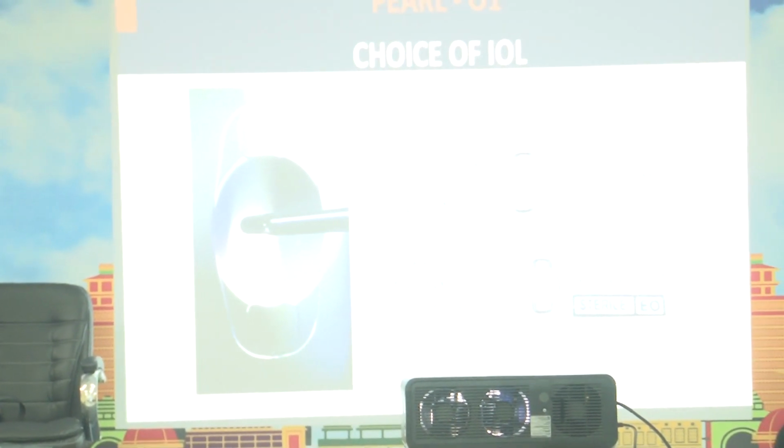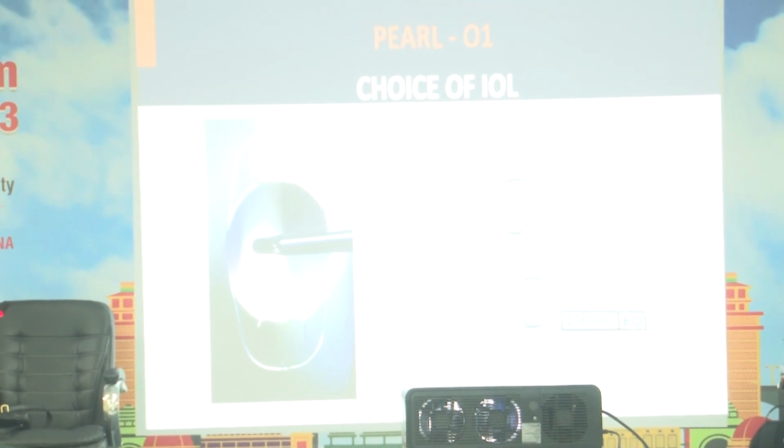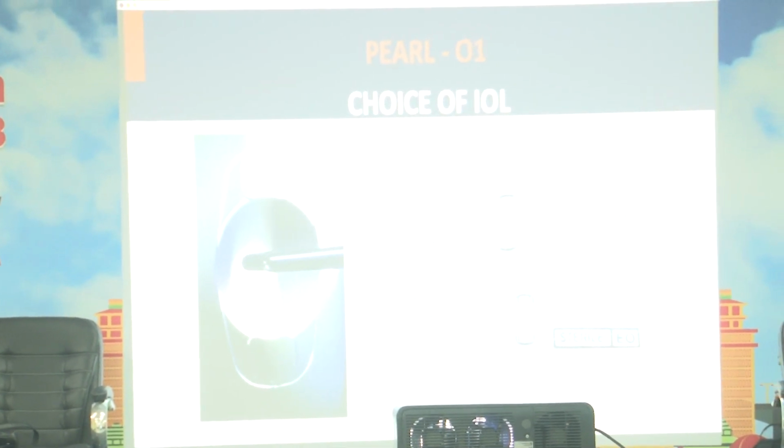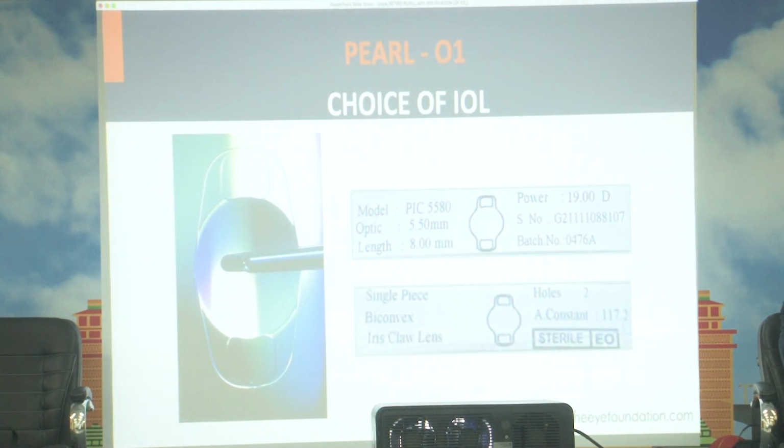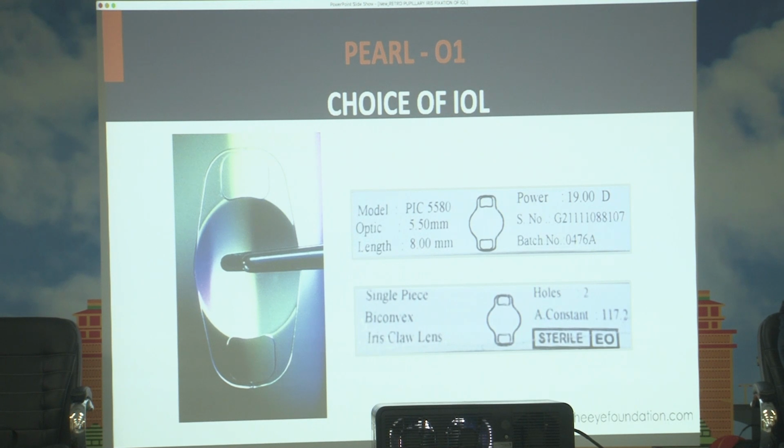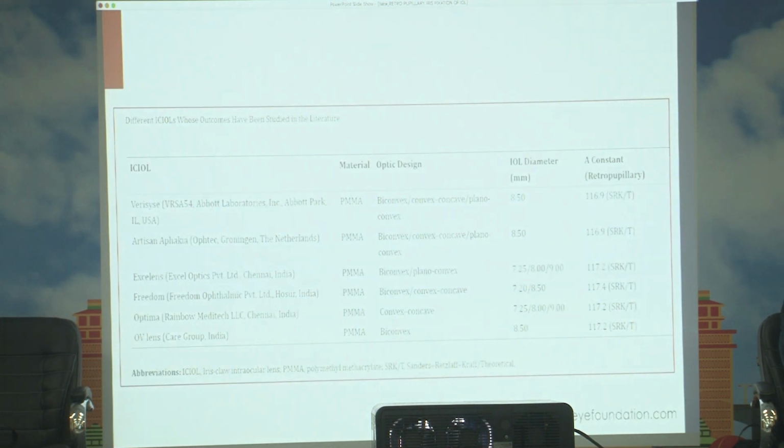So the procedure for an iris clip lens is fixing the lens to the back of the iris, and it requires sufficient iris tissue. The lens comes with an optic diameter of 5 mm, an overall length of 8.5 mm, and it has oval haptics, and you can see it has pincers at the end of the haptic, which is how it grips the iris. And the A constant we need to remember is 117.2, and different manufacturers in the market come with slightly differing but nearly the same IOL power.